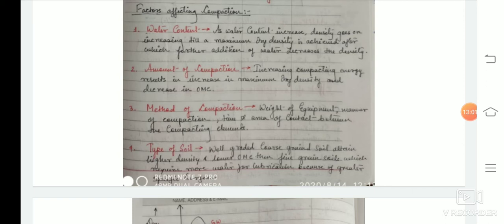There are various aspects in this. What are the aspects? The weight of the compacting equipment is one factor. The manner of compacting or operation, such as whether it is vibrated, impact load is applied, or static, kneading or rolling. And the time and area of contact between the compacting element and the soil, that means how much time we are giving for compaction of a particular type of soil.